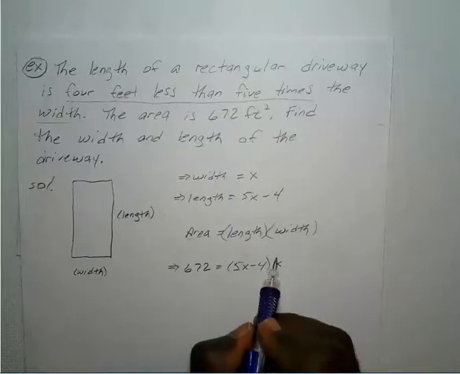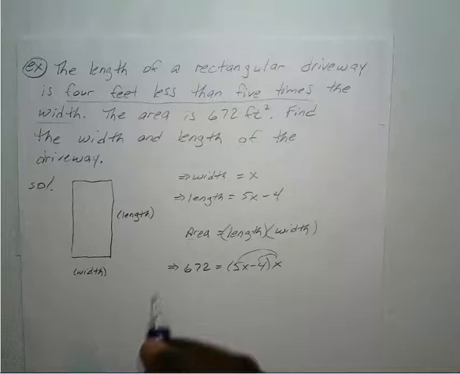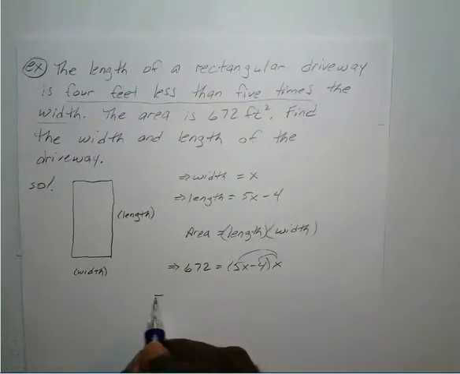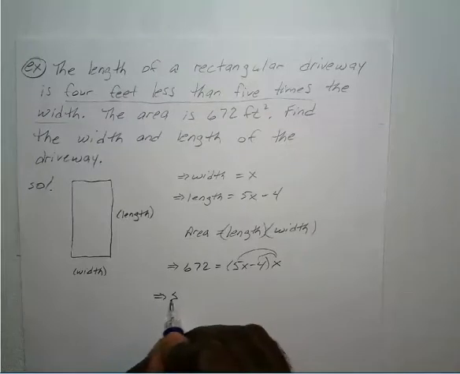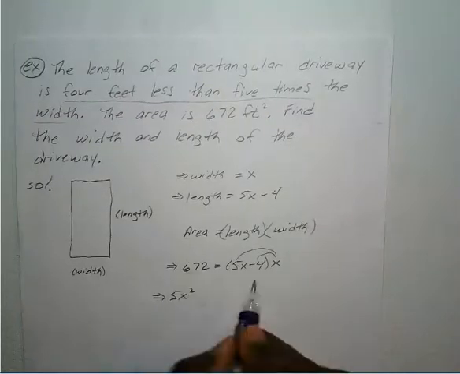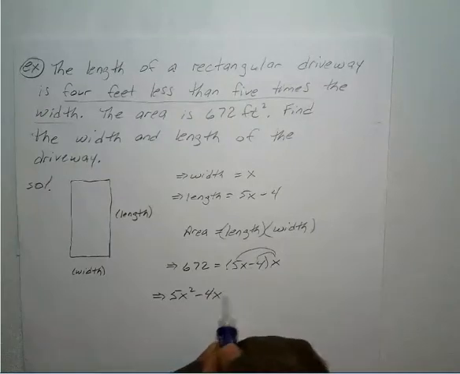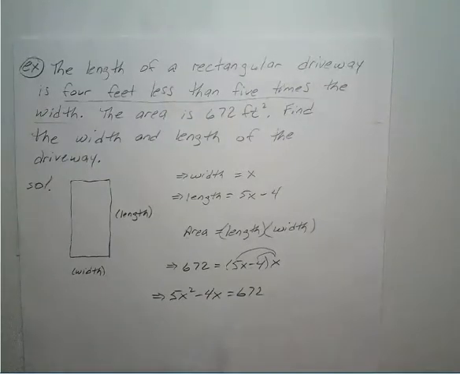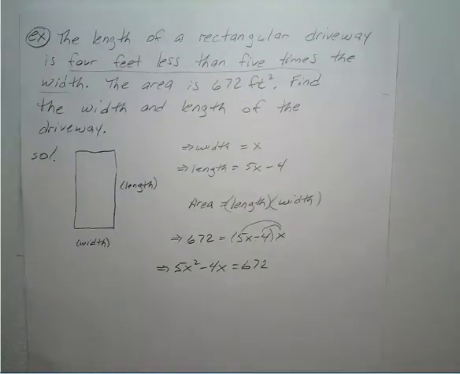Alright, so we're going to go ahead and distribute that. So that gives us x times 5x is 5x squared. I'm just switching it around. x times negative 4 is negative 4x equals 672. If you want to write 672 equals 5x squared minus 4x, you could also. I just like my variables and everything on the left side.